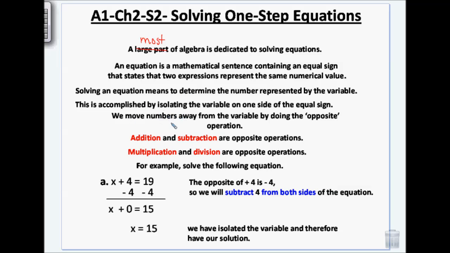So what we do is we want to get the variable alone, so we use opposite operations to get the numbers away from the variable. Addition and subtraction are opposite, and multiplication and division are opposite. So we'll do whatever's there, and we'll do the opposite of it.